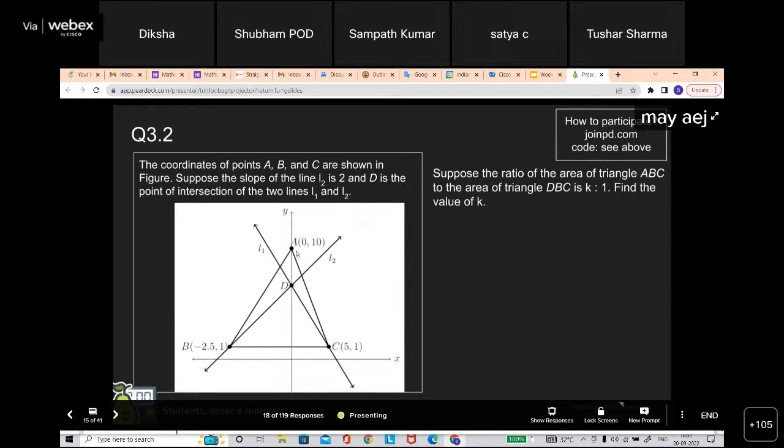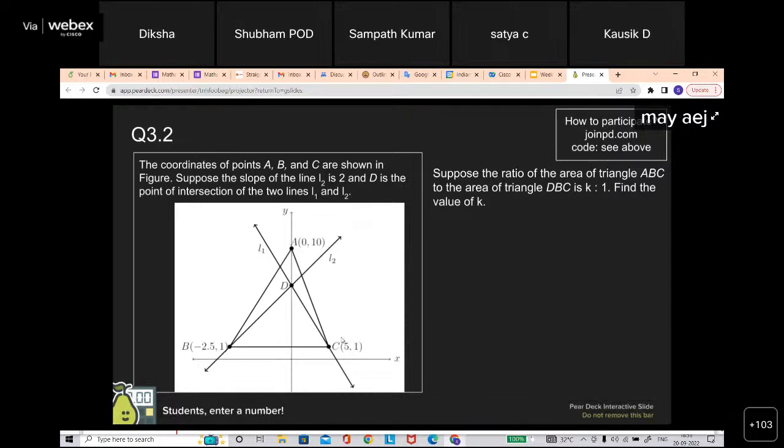So the idea is 1 by 2, height into base. That height you can see easily is going to be perpendicular. Once you find this length for this triangle, this is going to be the height. The base needs to be calculated; you have to use the distance formula to find the length of the base, and then you easily get the answer.